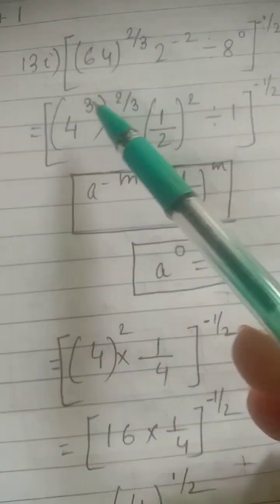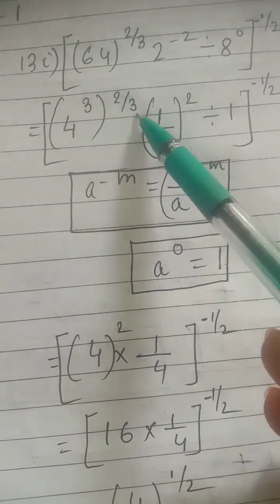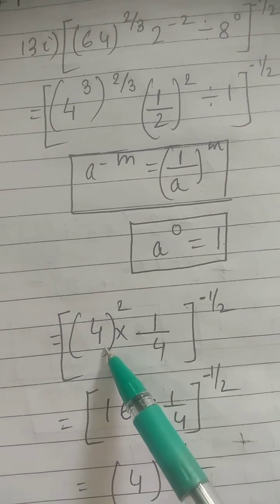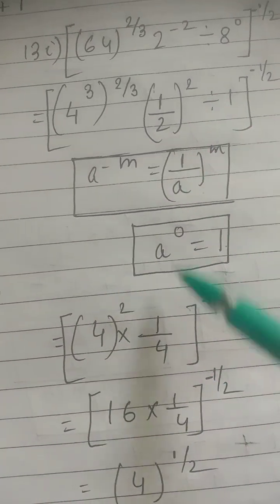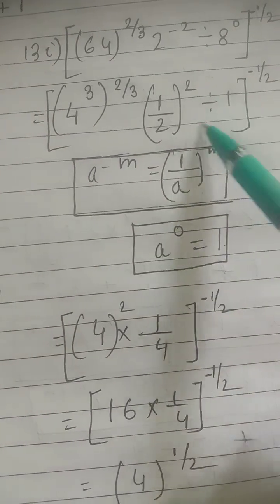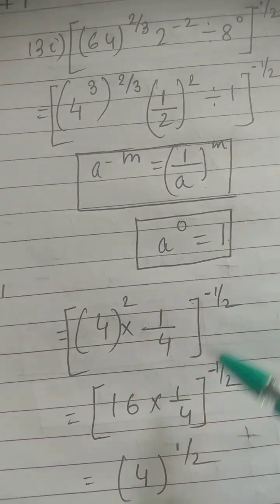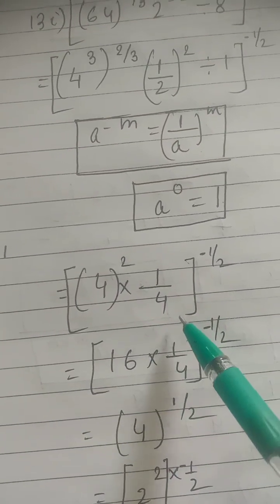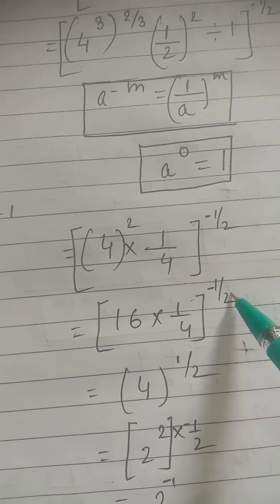Now this power will be multiplied. So 4, 3 into 2 by 3 and this 3 and 3 will be cancelled. So we'll get here 4 square. Now 1 by 2 square, so it will become 1 by 4 divided by 1. Anything divided by 1 is the same value, so we have not written it. Now 4 square means 16 into 1 by 4 to the power minus 1 by 2.